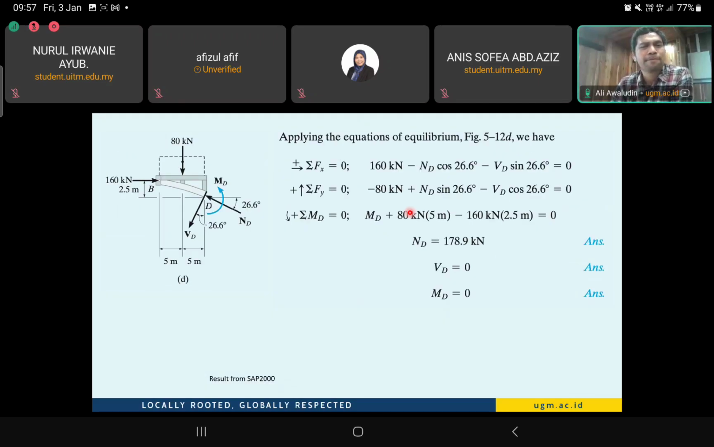Here at point D, we are drawing the normal force, assuming it to be compression, here the shear force, and here the moment at point D. Okay. So here we have the force at point B equal to 160 kilonewton horizontally. The vertical one is equal to 0. And here we have 80 kilonewton, which is the load over the quarter length of the arch span.